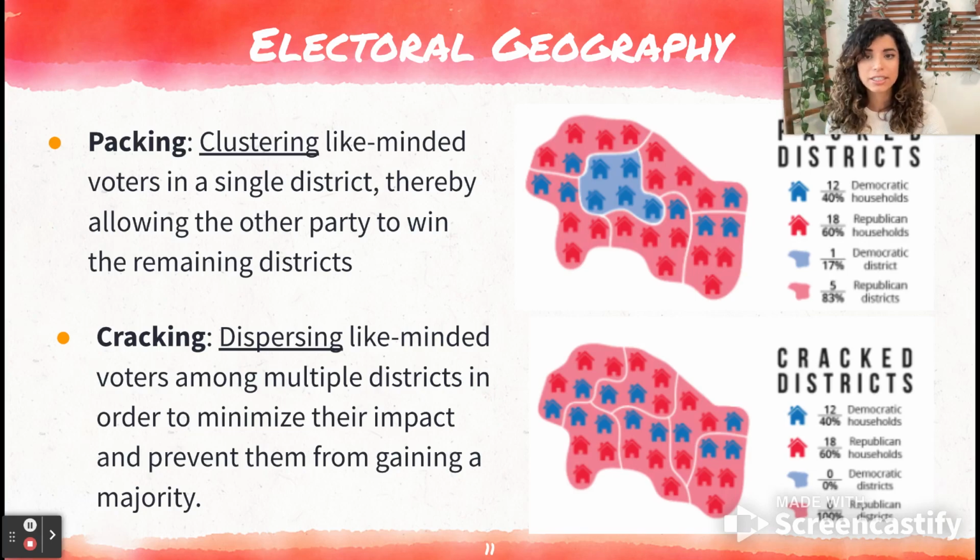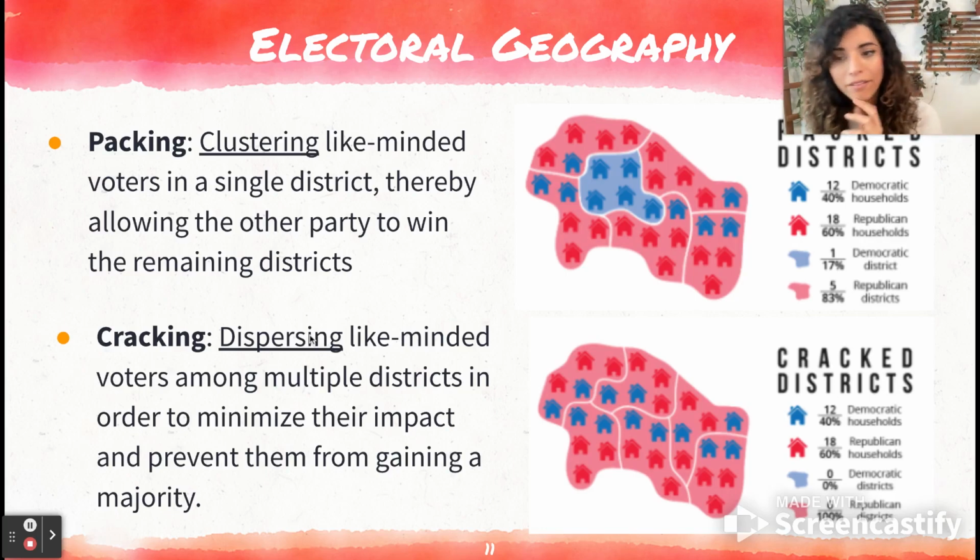So packing a district, this is clustering like-minded voters in a single district. And what this does, it allows the other party to win the remaining districts. So notice that in these two images, the color of the houses are exactly the same in the same location, but where the lines are, that's the only difference. So in this situation here, we have packing a district where these people in blue are all put in the same district, so they easily win. But overall, even though there are blue houses in other areas, they are definitely the minority in those regions, right?